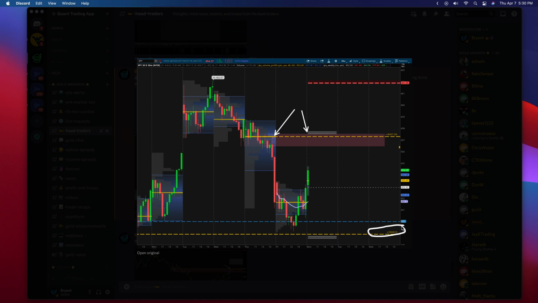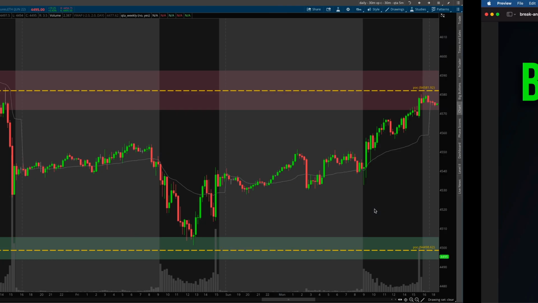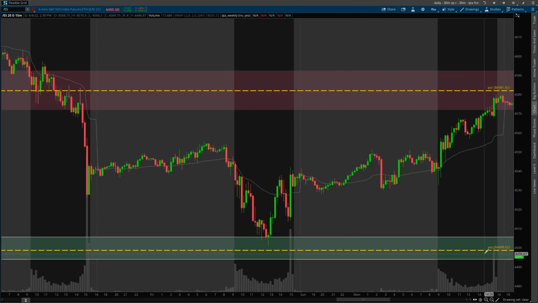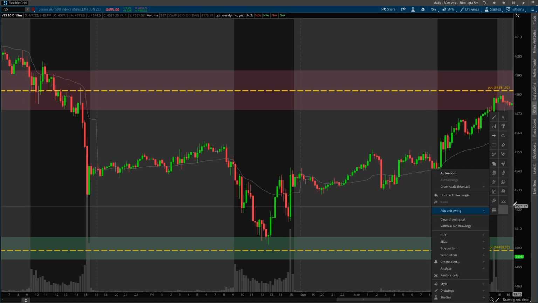This is pretty close to the virgin point of control. This is for the SPY because most of the traders in here are using the SPY. I use the ES and the SPY. So this right here was a virgin point of control. You guys can see it's on the chart, and that's essentially this level down here which we have on our chart, if I remember correctly.